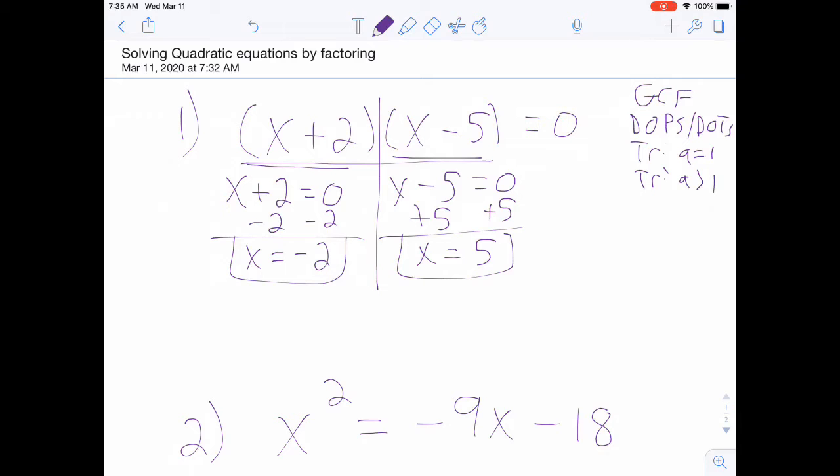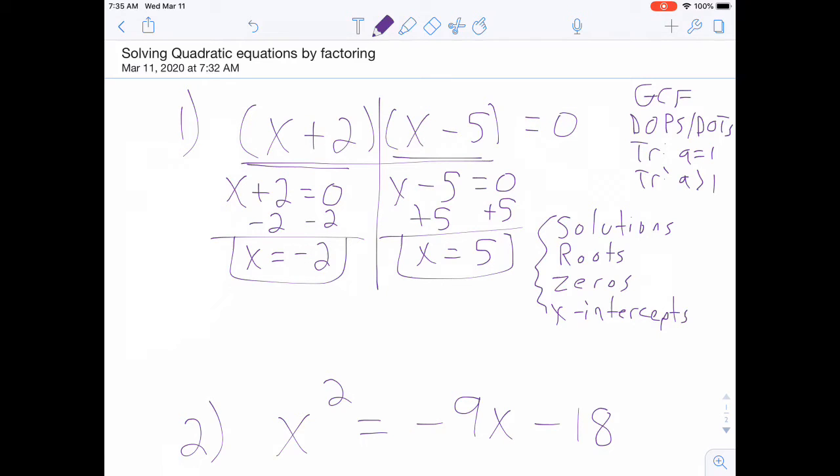Remember, these are my solutions. We did talk about quadratics, where these are also my roots, my zeros, and my x-intercepts. All these mean is it's the points where it crosses the x-axis.